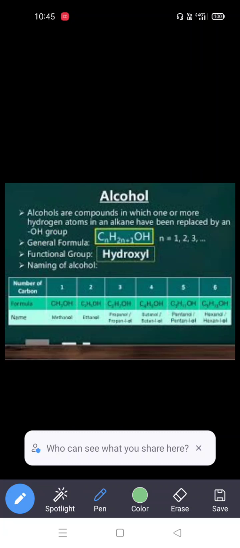So this is the general molecular formula of alcohol, CnH2n+1OH. Here n is equal to integers like 1, 2, 3. The hydroxy functional group is OH. So this is about the alcohols. Here, the homologous series of alcohols: from number of carbon 1, 2, 3, we can substitute in place of n. So we are getting these formulas from 1, 2, 3, 4, 5, 6.